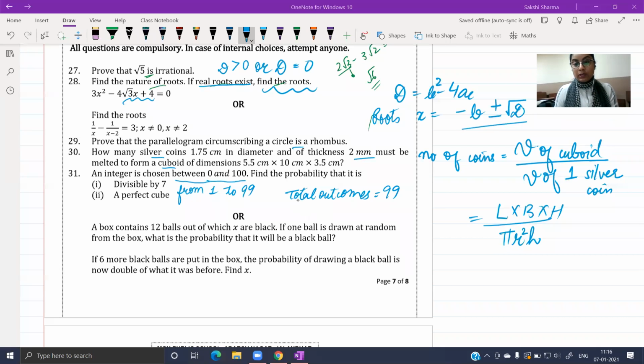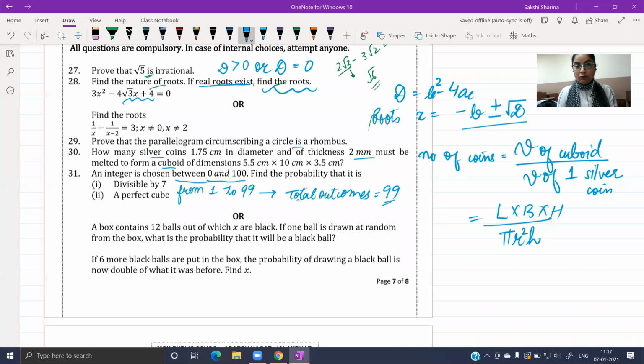So the number of outcomes in this case is 99, from 1 to 99, that's why. And then you can find out how many numbers from 1 to 99 will be divisible by 7 and how many perfect cubes are there from 1 to 99 in order to write down the probability. Second part is from your textbook.